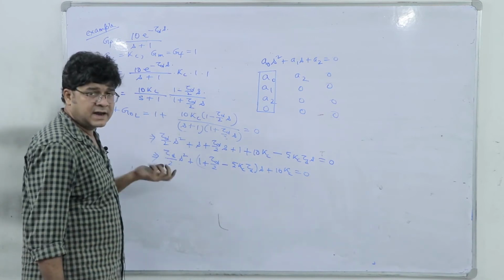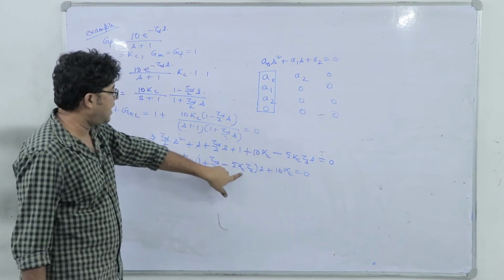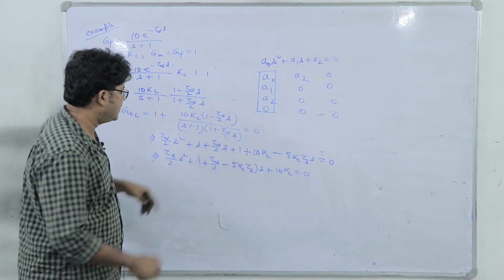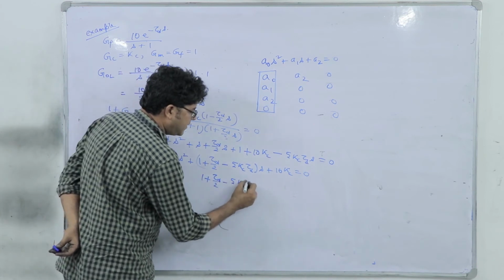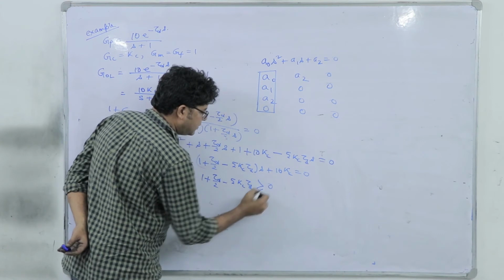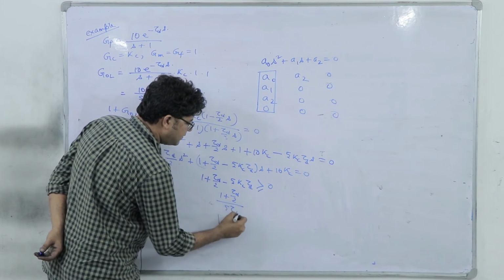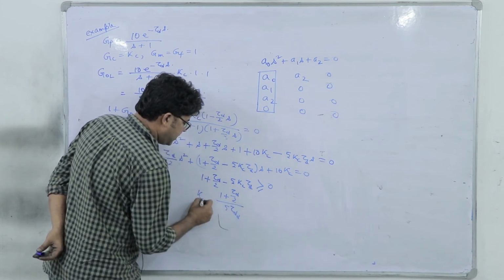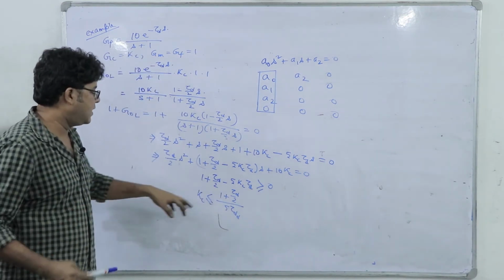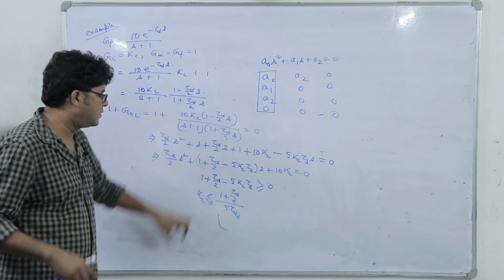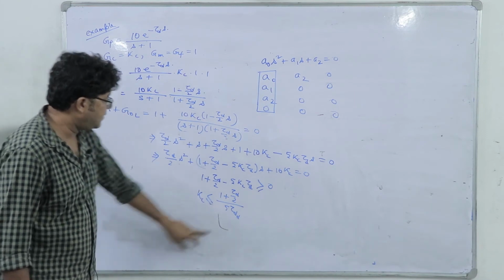So, tau d by 2, the dead time, this tau d is definitely positive, Kc is definitely positive. So, we have to set this coefficient to be positive. So, 1 plus tau d by 2 minus 5 Kc tau d must be greater than 0. So, Kc must be less than or equal to 1 plus tau d by 2 divided by 5 tau d. So, this is the criterion of this controller design, right. So, Kc must vary between 0 to this specific expression, that is 1 plus tau d by 2 divided by 5 tau d.